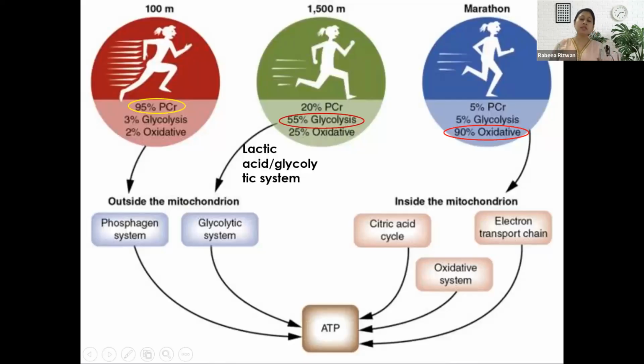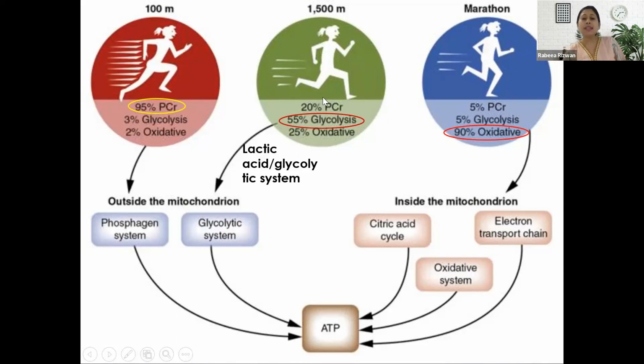I hope you better understand now what the three energy systems are and how and when they work. Now here is just a review with an example. Now you can explain: for a person running 100 meters, which energy is that person using to run 100 meters? It is 95% by ATP, through the phosphagen system, that is the ATP-PC system.